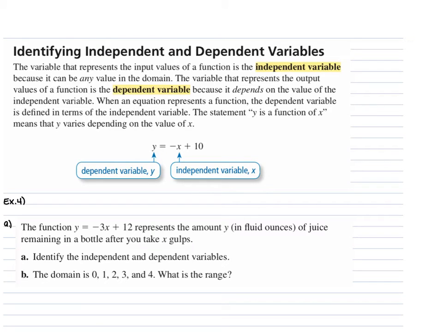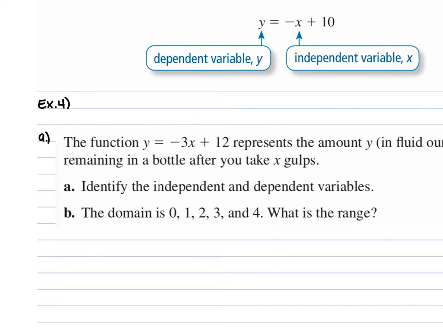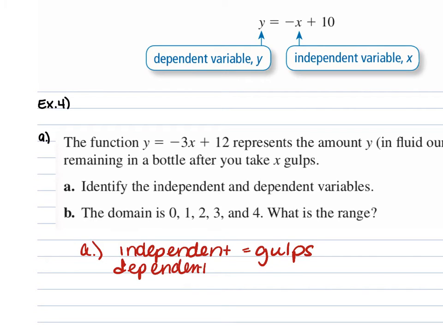If we look at example 4A, it tells us that the function y is equal to negative 3x plus 12 represents the amount y of juice remaining in a bottle after you take x gulps. A says to identify the independent and the dependent variables. So what you put in there is your x, that's your gulps, that's your independent. So the independent is the gulps, and then your dependent is the amount left over.